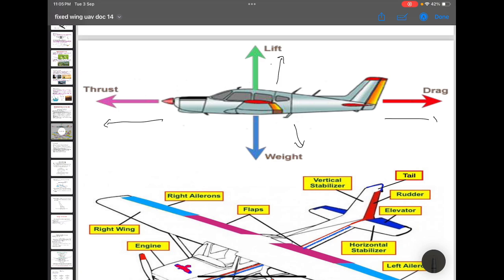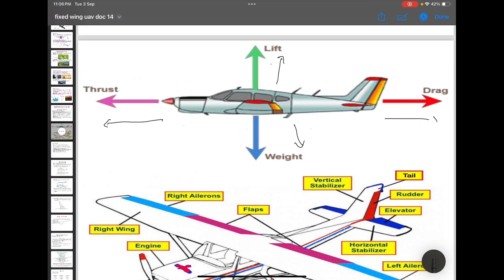Here we have different types of engines. Okay, one is the propeller, one is the piston engine with propeller driven, and one more is turbojet engines, ramjet engines, scramjet engines. Okay, these are the engines we will use for thrust.